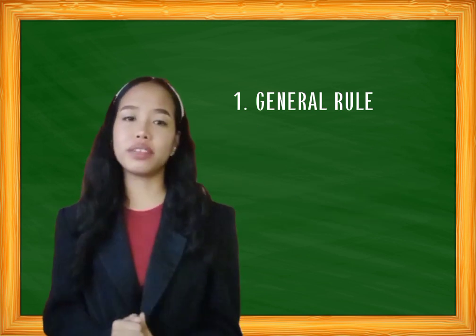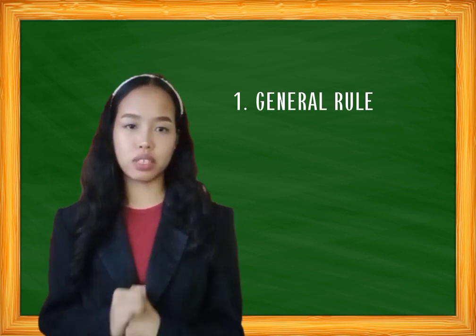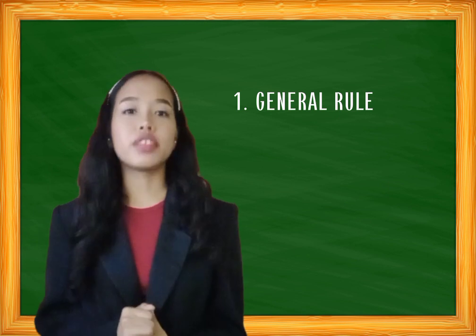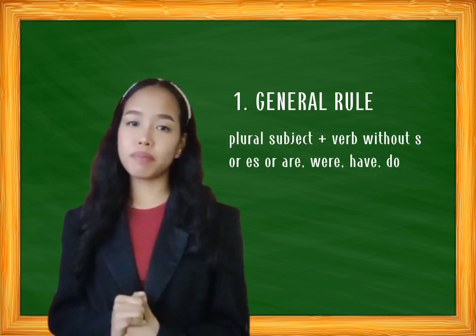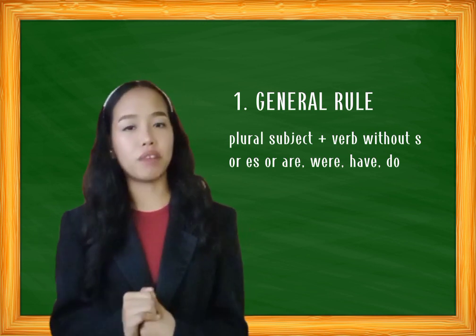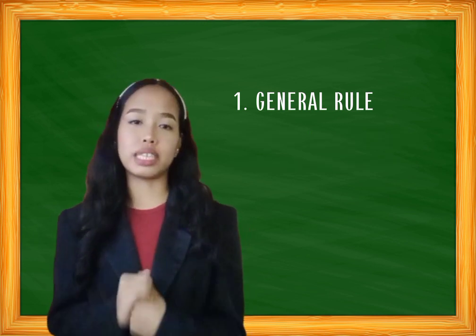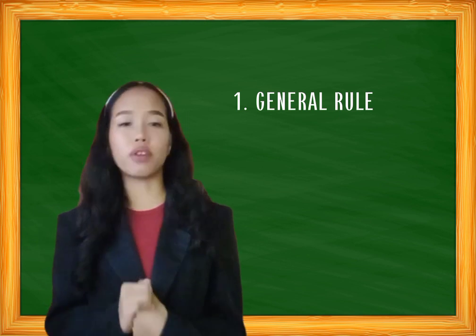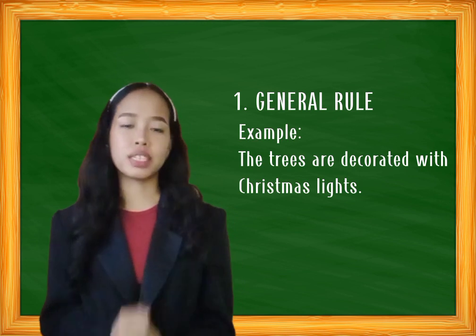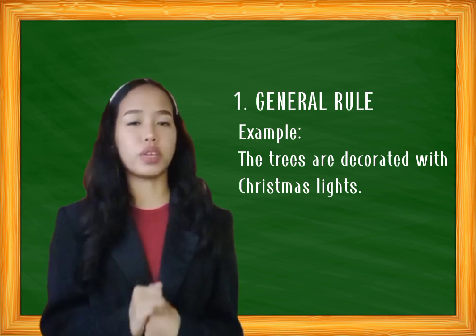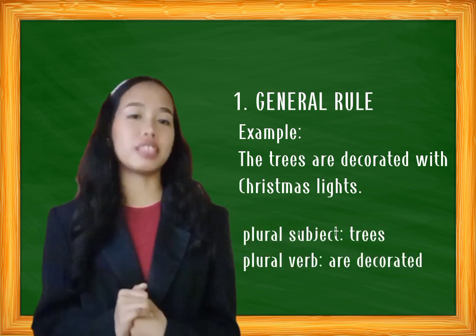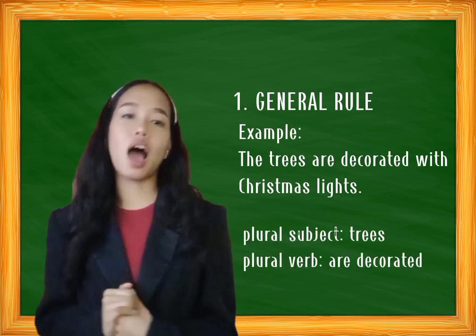On the other hand, when we use a plural subject, it requires a plural verb as well. Therefore, plural subject plus verb without s or es or are, were, have, do is an indication that the subject and the verb agree with each other. For example, the trees are decorated with Christmas lights. Our plural subject trees agrees with the verb are decorated.